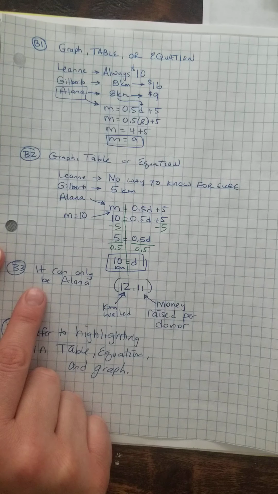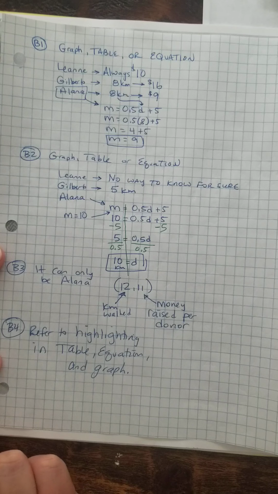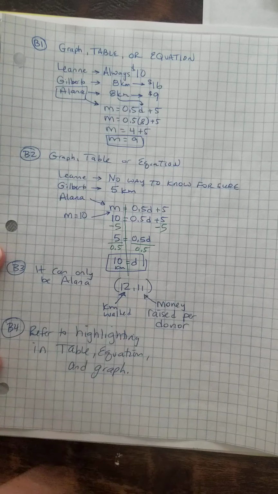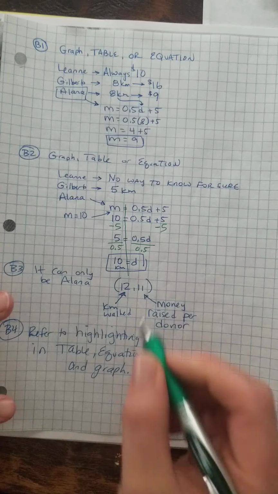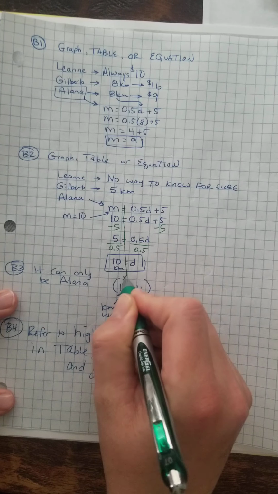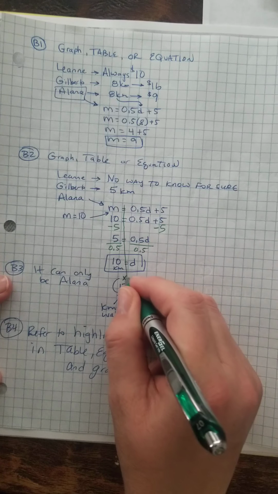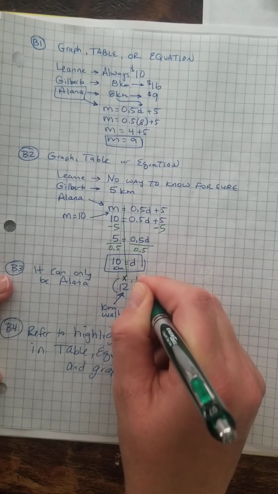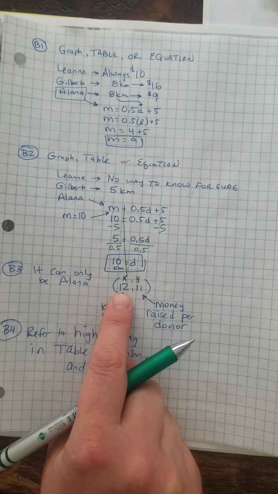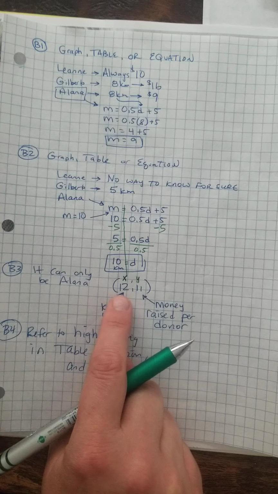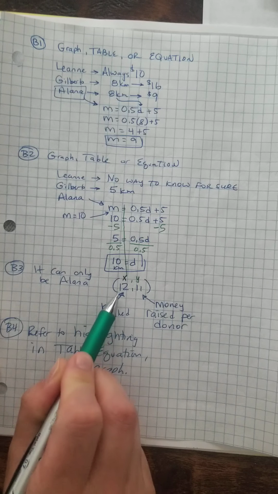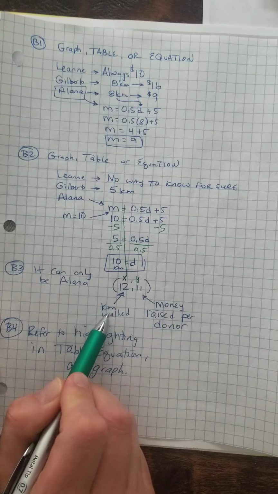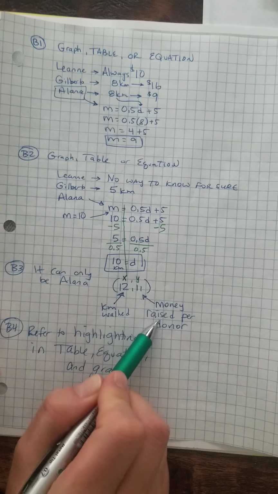For B3, on the graph, what graph does the point 12, 11 lie on? Well, let's just start with what these mean. So my point 12, 11, the 12 is always on the x-axis. You should know this from past years and from past conversations in our class: the first coordinate is always the x-axis. The second one is the y-axis. Kilometers refers to 12. 12 is the kilometers walked. 11 is the money raised.